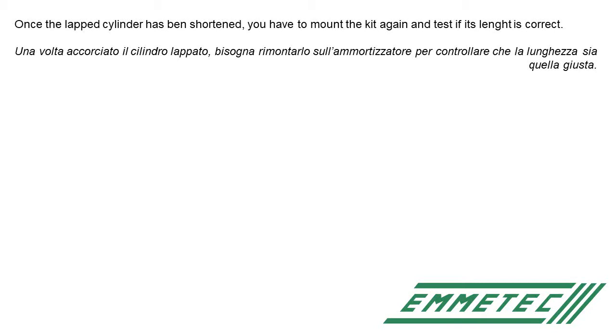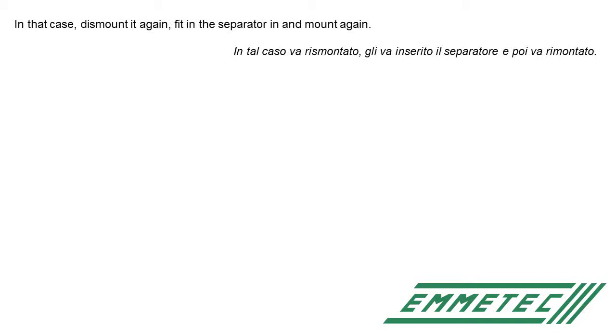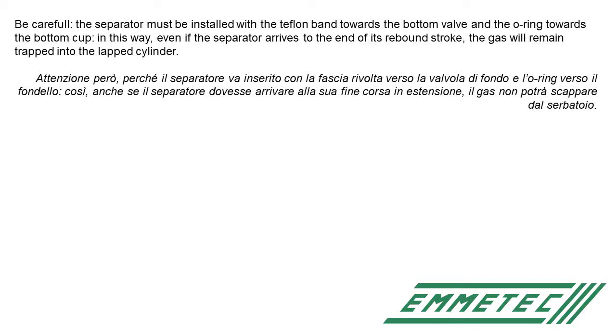Once the lappet cylinder has been shortened, you have to mount the kit again on the shock absorber and test if the length now is correct or not. In that case, dismount it again, fit the separator in, and mount again. Be careful, because the separator must be installed with the Teflon band towards the bottom valve and the O-ring towards the bottom cap. In this way, even if the separator arrives at the end of its rebound stroke, the gas will remain trapped in the lappet cylinder, otherwise it will escape.